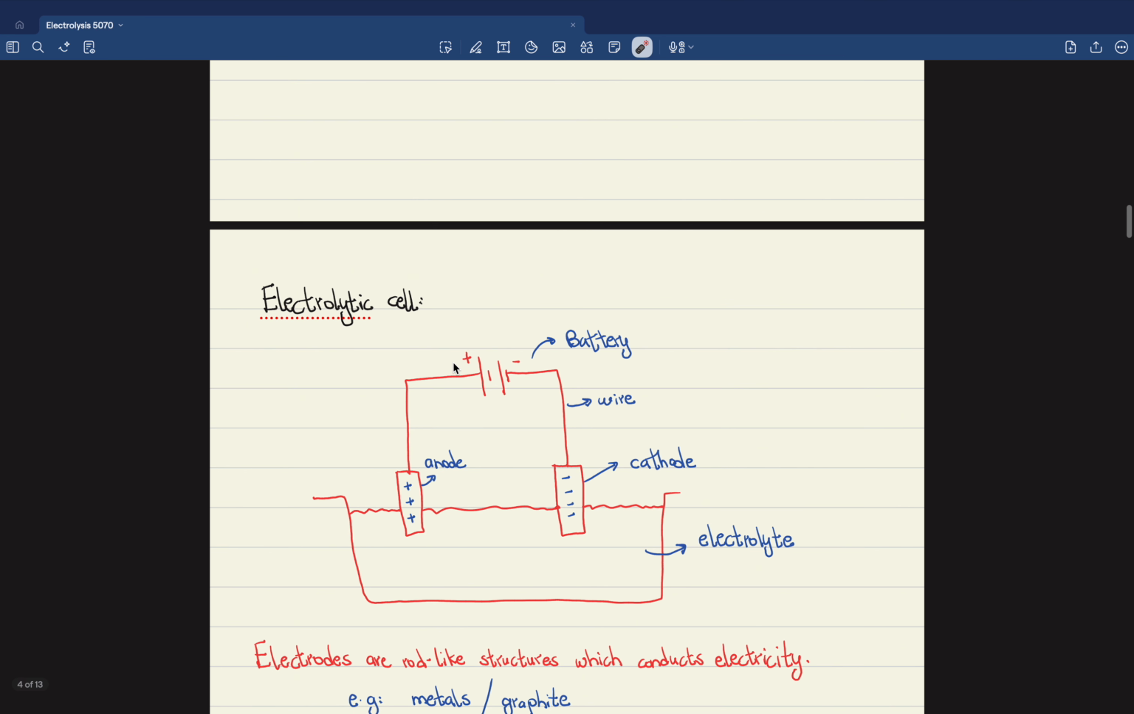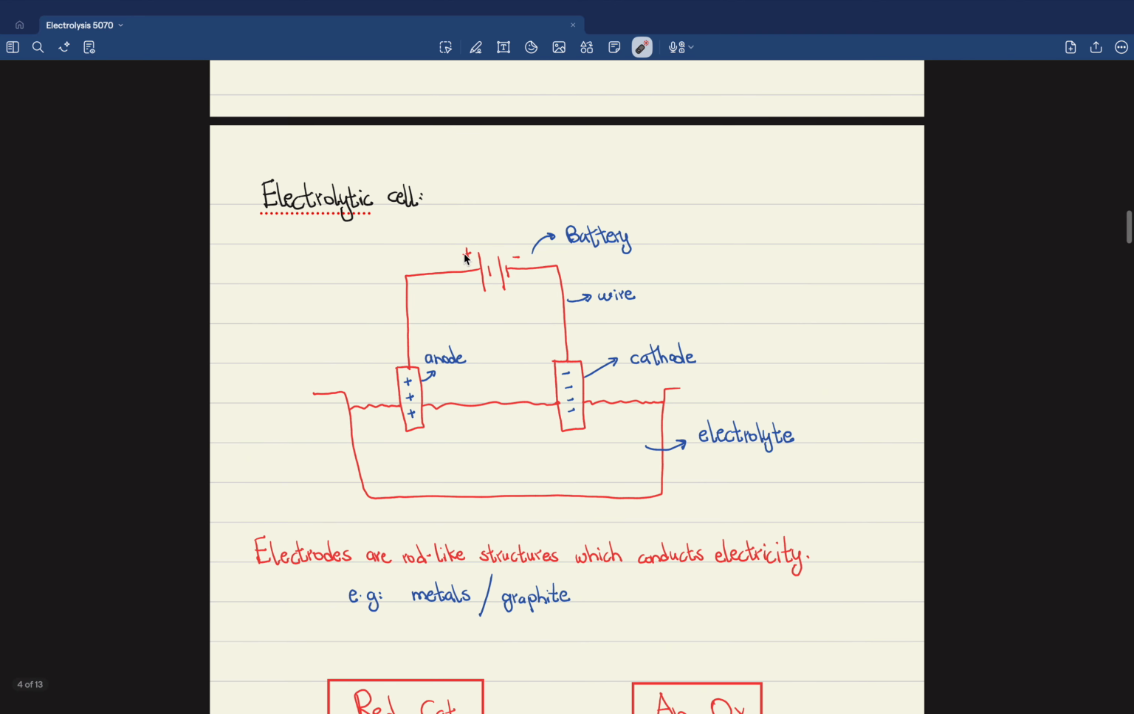And what we discussed after that was what an electrolytic cell was, what it looked like, because it is a very basic structure that you are expected to know, right? An electrolytic cell is composed of a battery. This is the symbol of a battery. It has a positive and a negative terminal. This is something you should be able to identify.